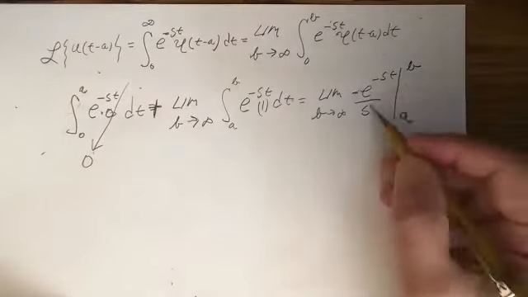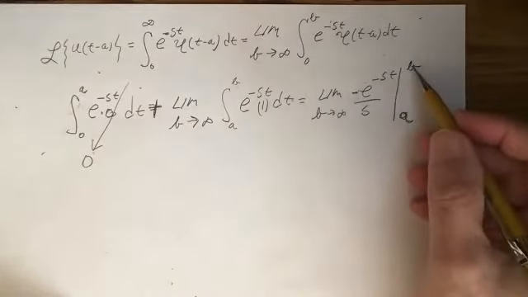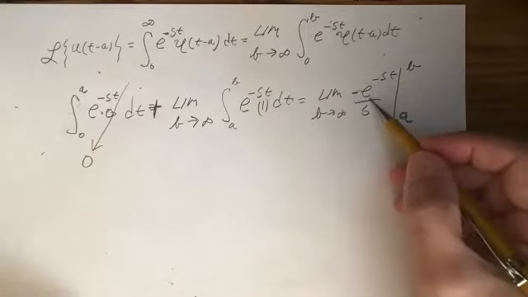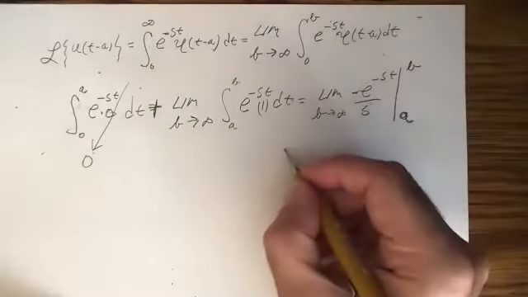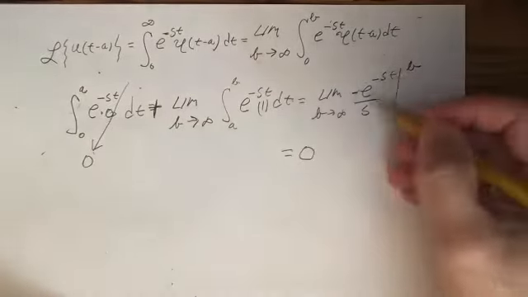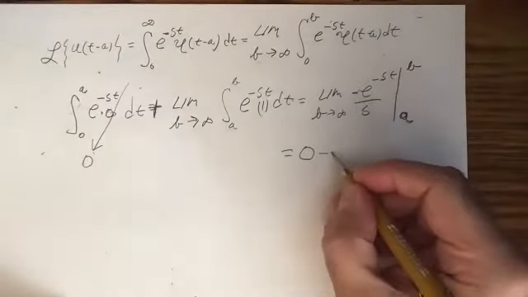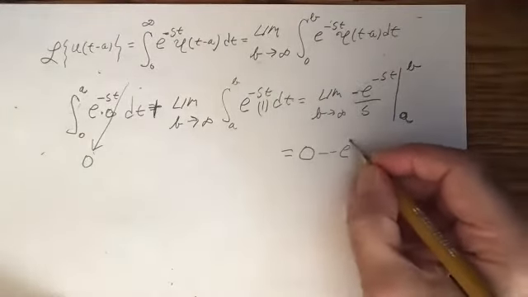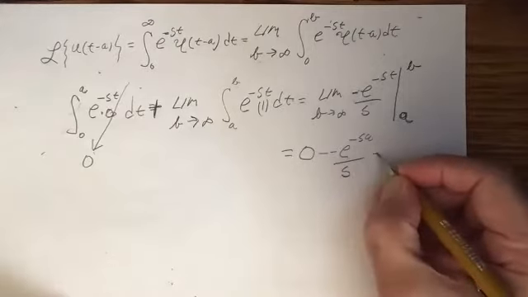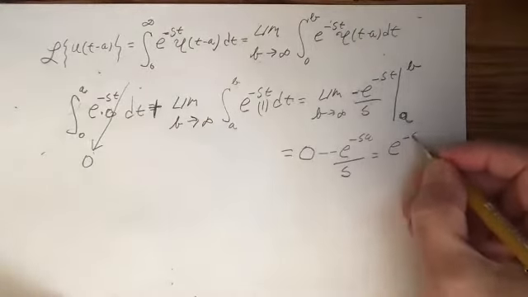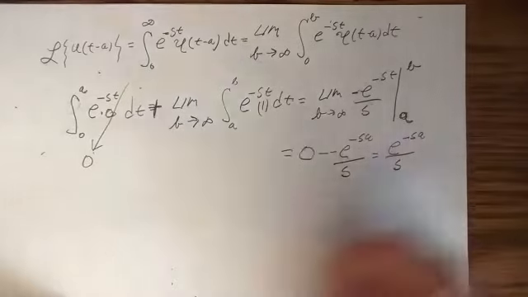So what happens when b goes to infinity? The first thing becomes 0, right? When b goes to infinity, this becomes 0. So the first term is 0. Everybody see this is 0? And then I'm getting a minus e to the minus sa divided by s, which is equal to e to the minus sa divided by s.